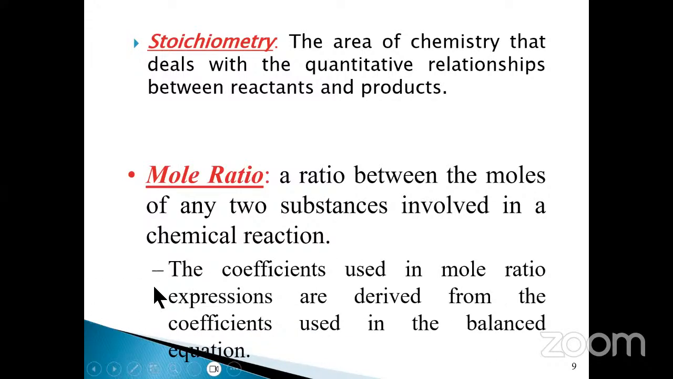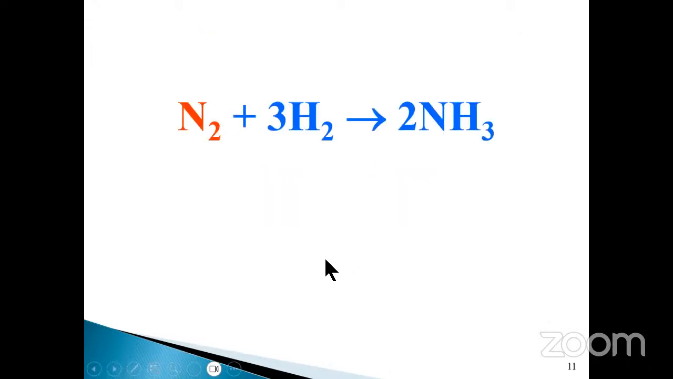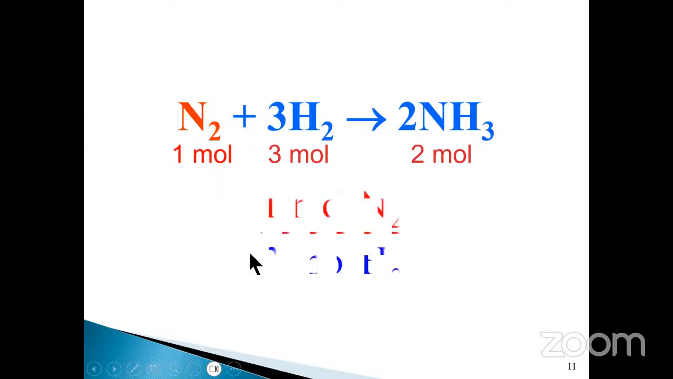So as stated here, the coefficients used in the mole ratio are derived from the coefficients used in the balanced equation. So again, this underscores the importance of having a balanced equation to begin with. So for example, let's look at this reaction. The reaction between nitrogen and hydrogen to form ammonia. The equation is already balanced, so therefore we can write down the mole relationships between the different substances involved, right? 1 mole of nitrogen reacting with 3 moles of hydrogen to form 2 moles of ammonia.